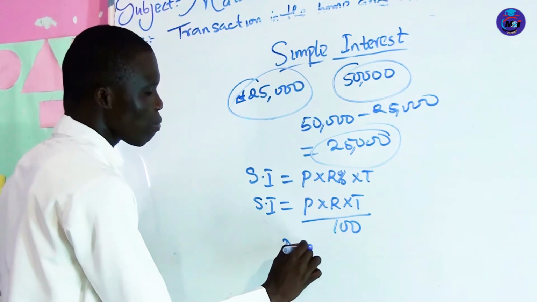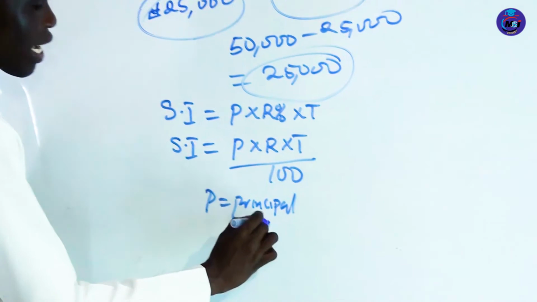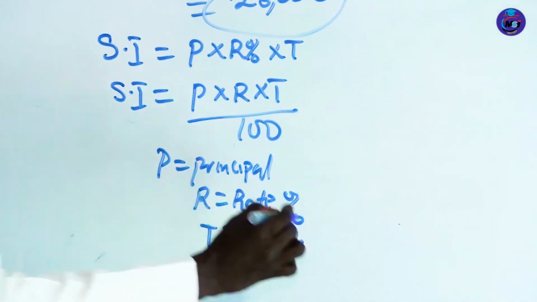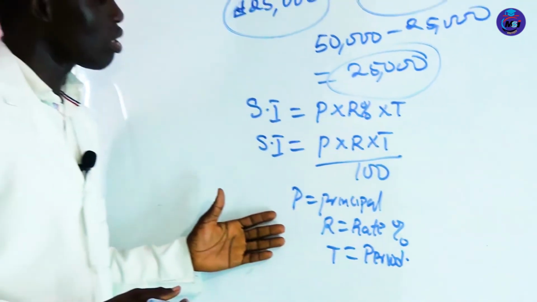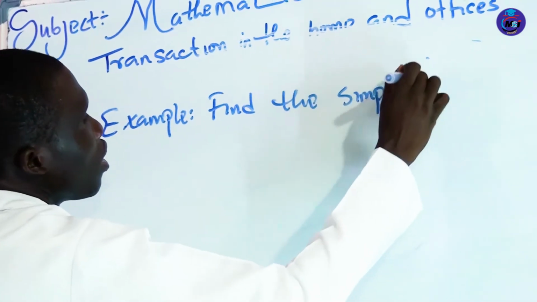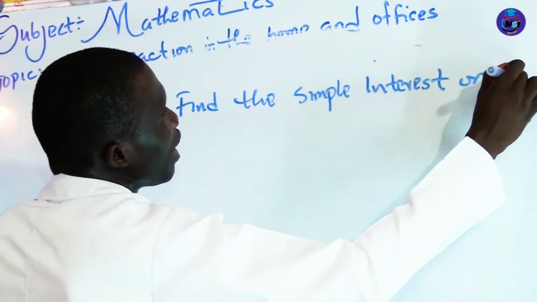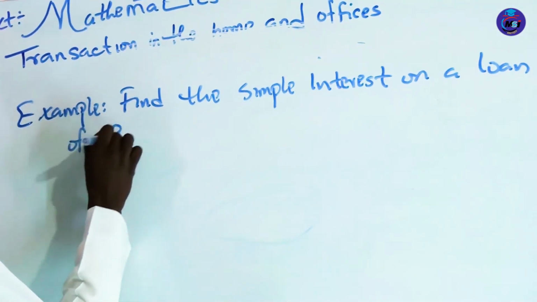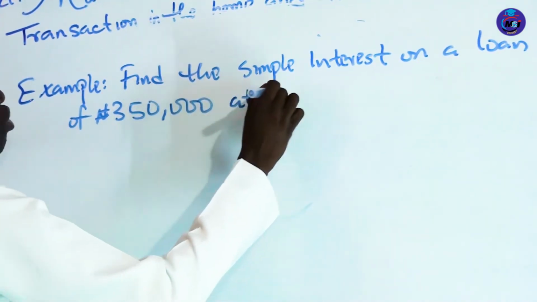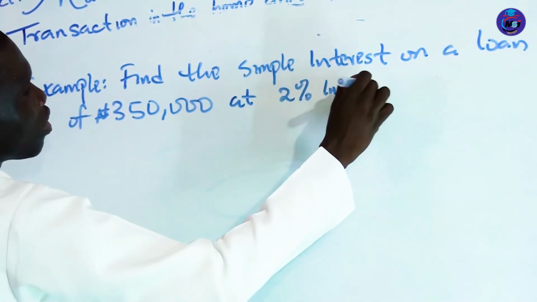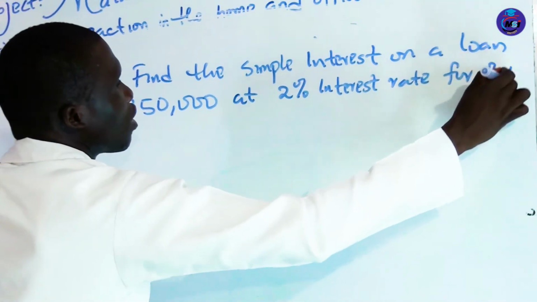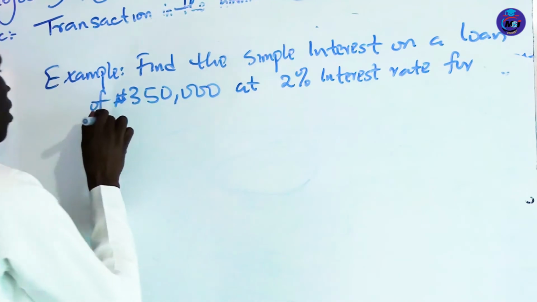Okay, this P is called principal, R is called rate, and it is always in percent. T is called period or time to return the money. Now let's look at a question on this simple interest. Find the simple interest on a loan of 350,000 naira at 2% interest rate for 2 years. Okay, you can see it very well. For 2 years.